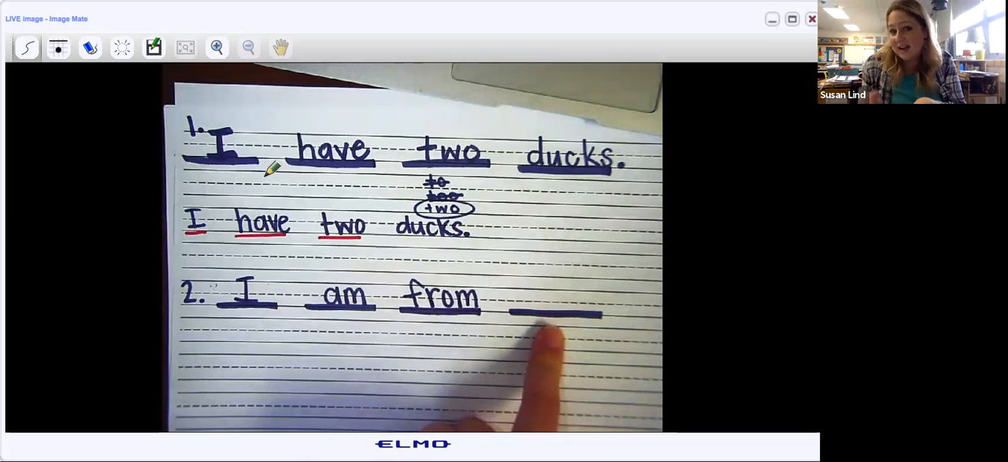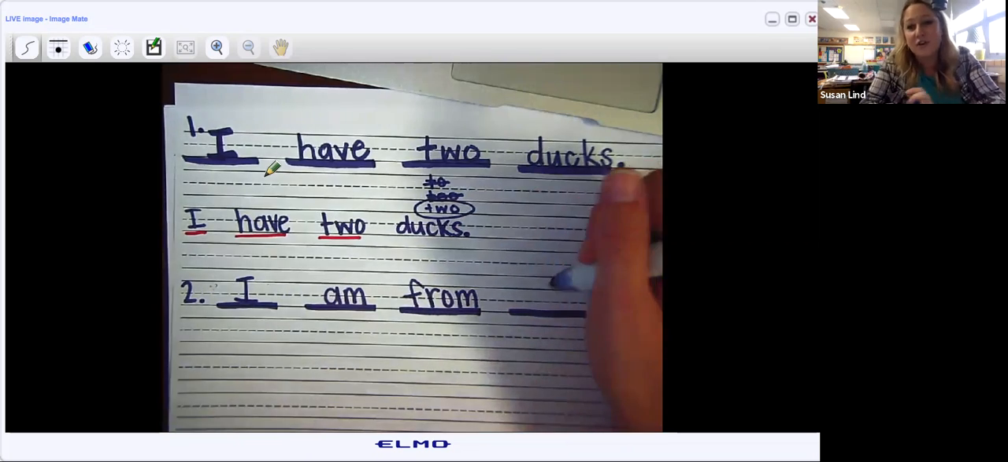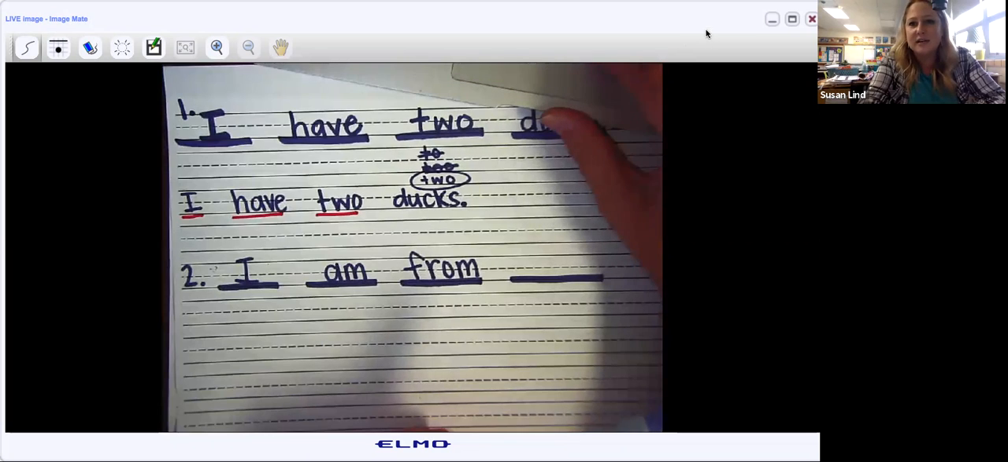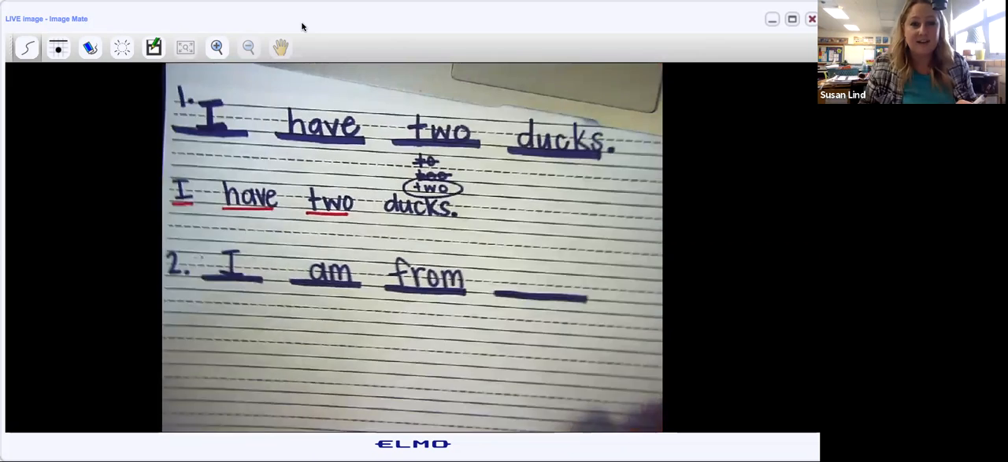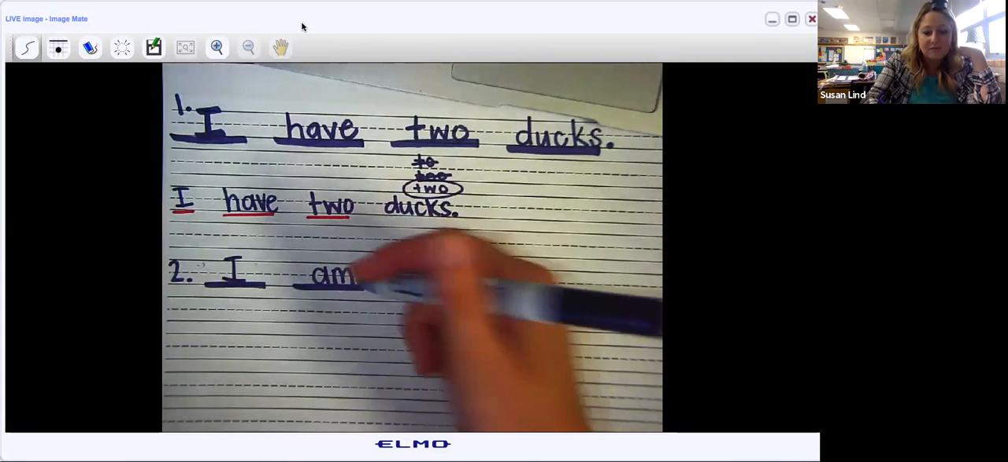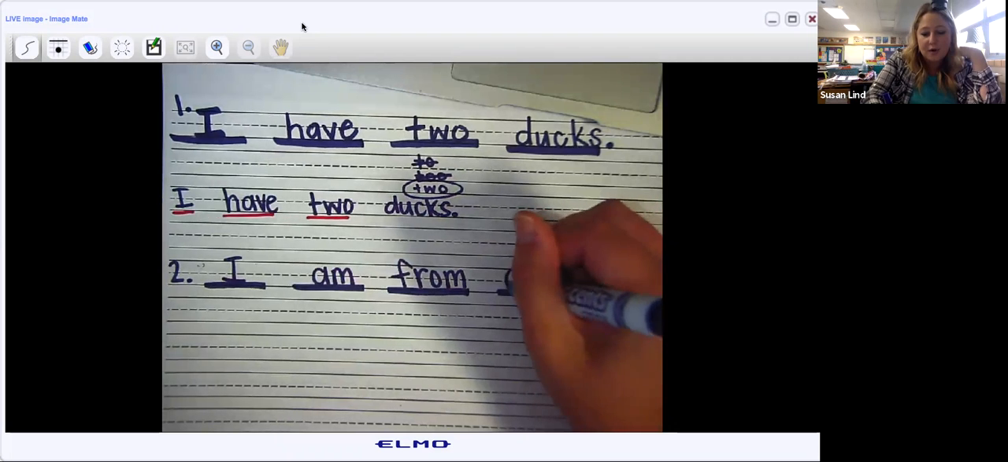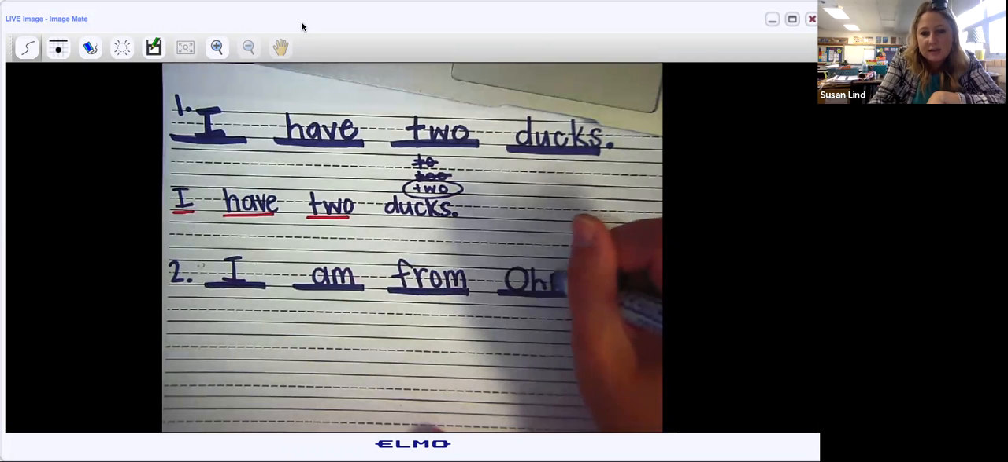And we need to remember to capitalize our O for Ohio because Ohio is a name of a place. It's a name of our state. So when we name things, they need to be capitalized. Like your name is capitalized, my name is capitalized, and Ohio is capitalized as well. So I am from capital O-H-I-O.